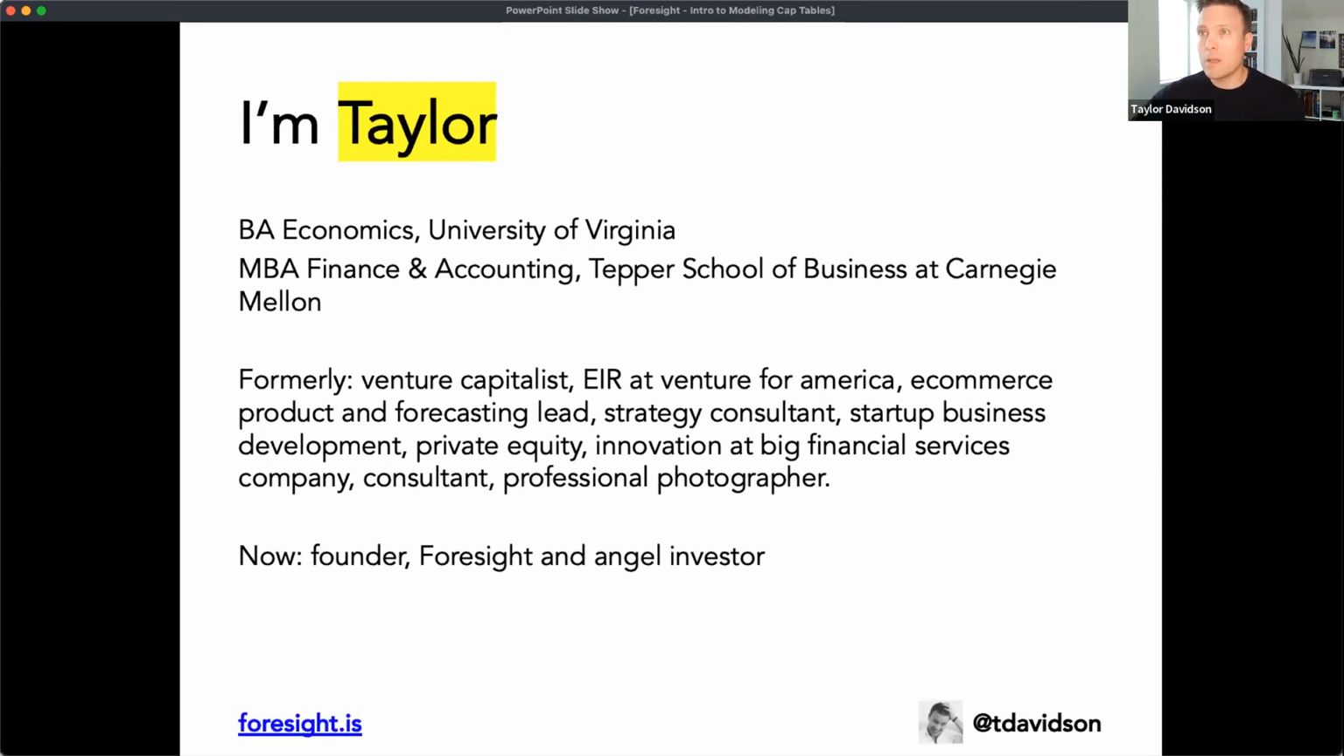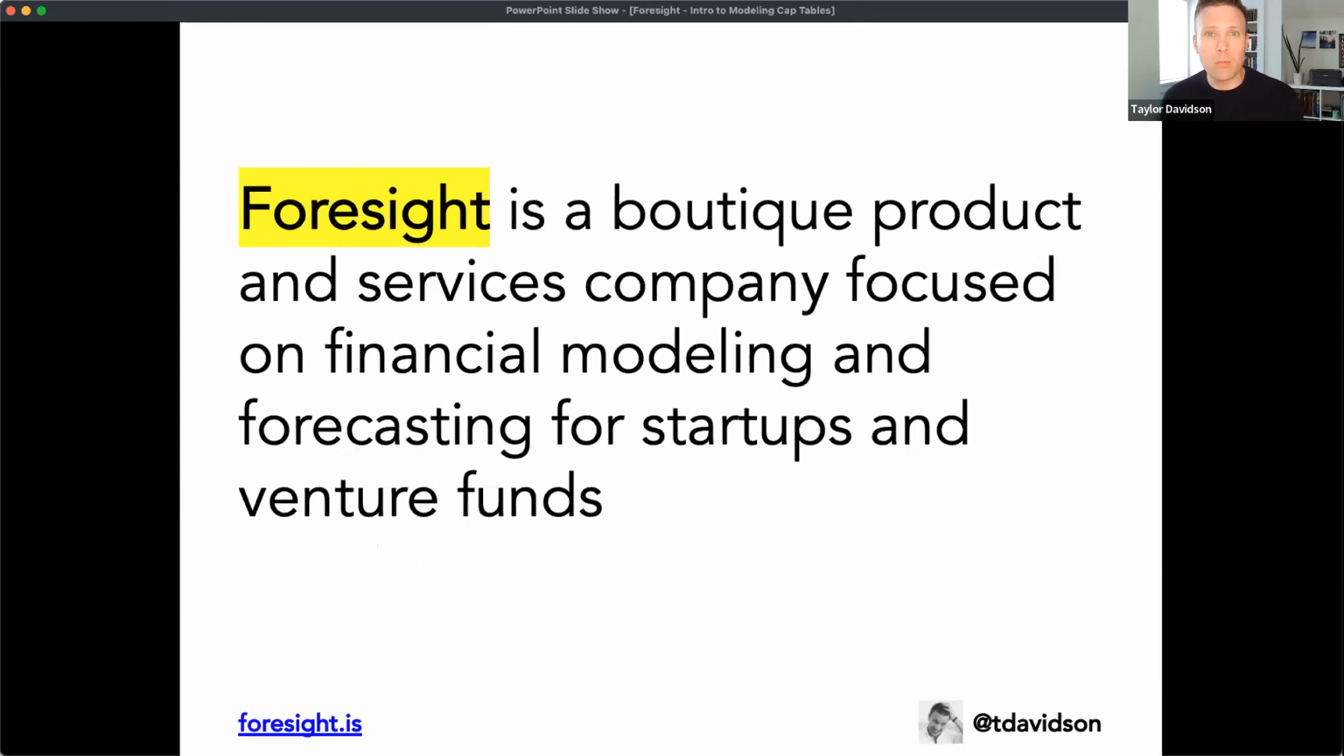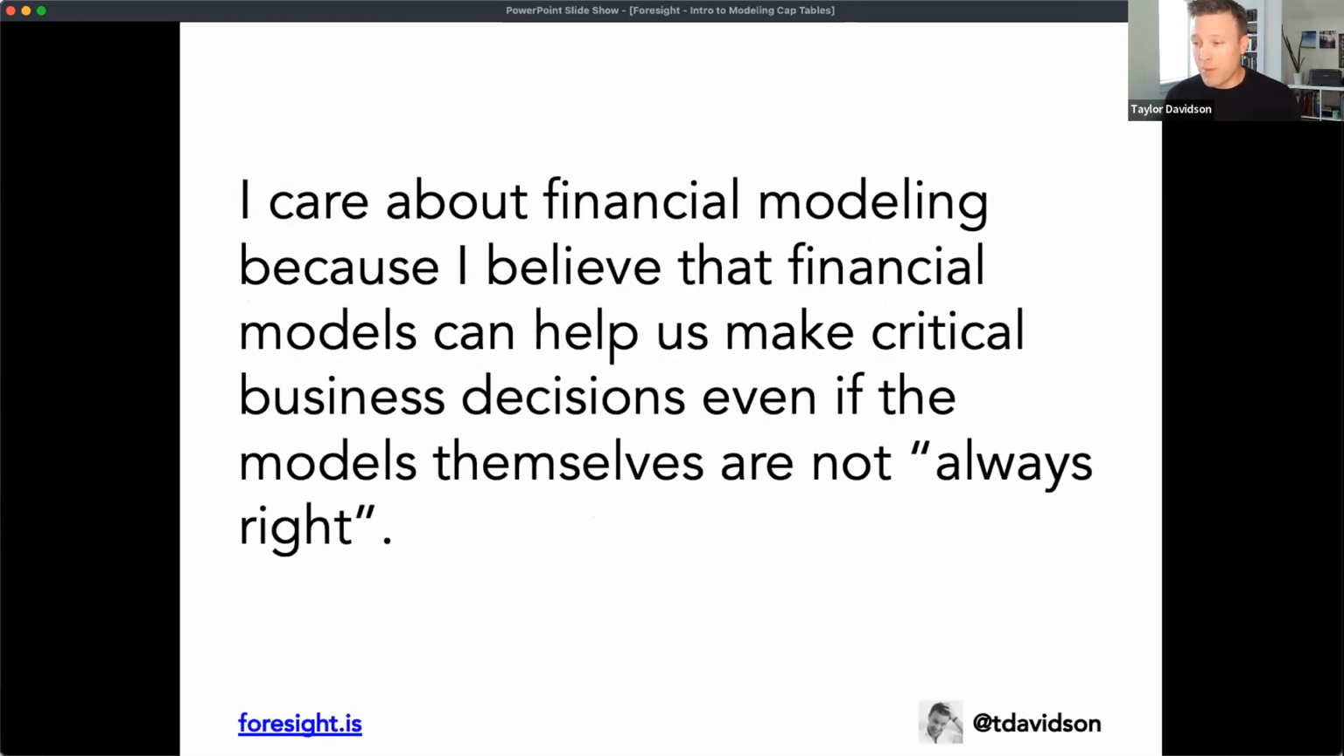Foresight is what I call a boutique product and services company, where I build products and services for founders and investors to do forecasting for startups and venture funds. Most of what I do is with startups, but I also work with a lot of emerging managers, creating models for their funds and helping them through this same topic area. I've done financial modeling essentially my entire life. I've done Foresight full-time for the past 5 years, and part-time for probably a decade prior to that. I've been building models with startups since 2000. So it's been quite a long time.